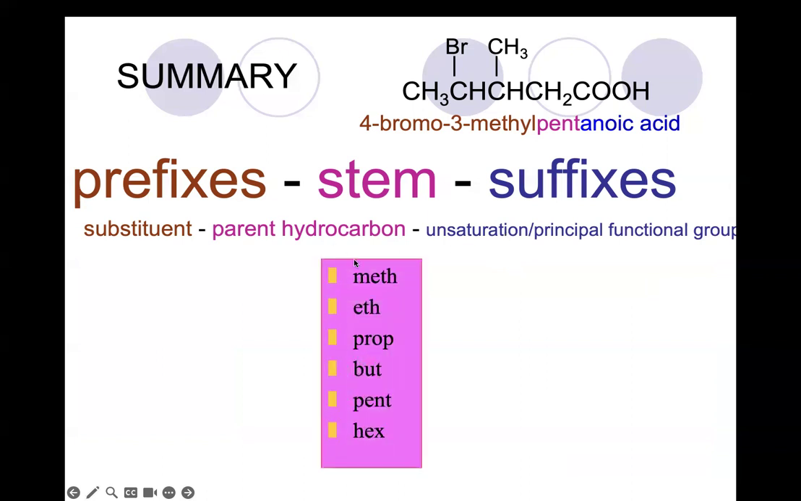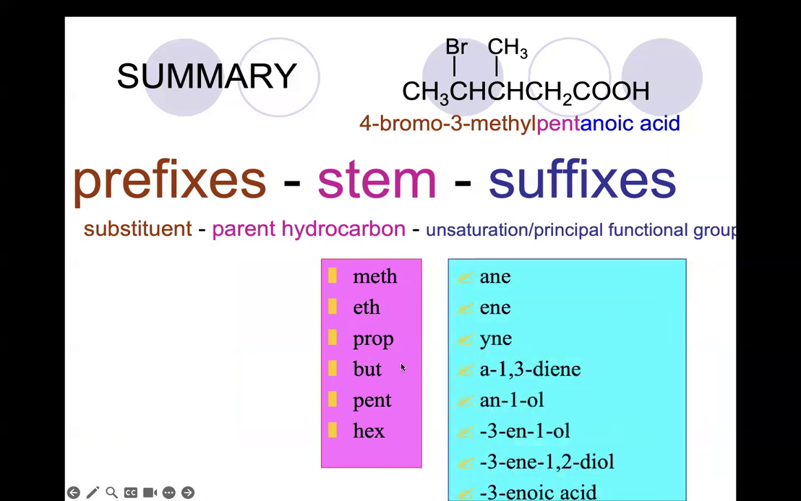So the parent hydrocarbon will contain meth, eth, prop, but, pent and so on, while for the principal functional groups, whether saturated or not, there will be -ane. So we have methane, ethane, propane, or -ene, ethene, propene, or -yne, ethyne, propyne, or butane. The -yne is a C≡C triple bond. It is not in the DSE syllabus, so you can take a look at this one by yourself if you want to.